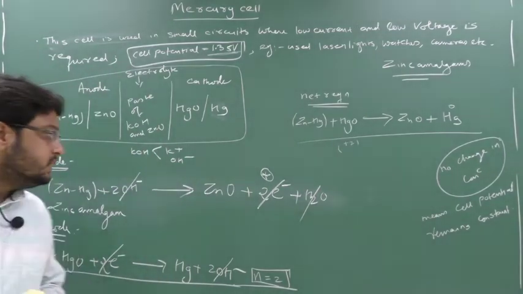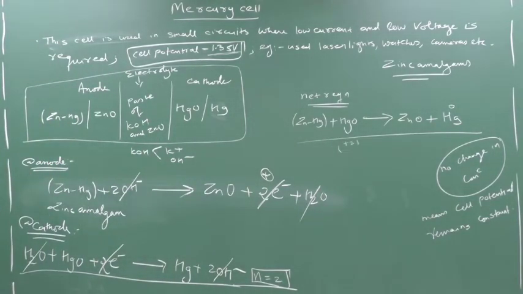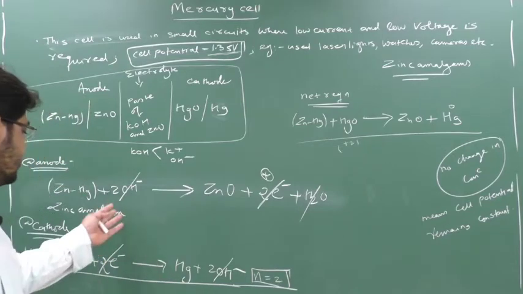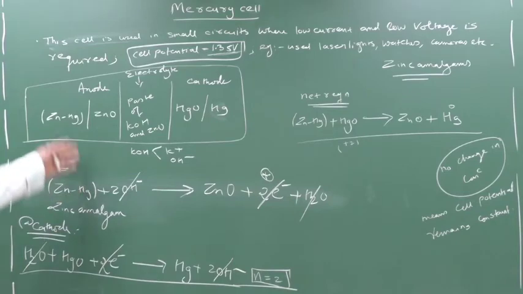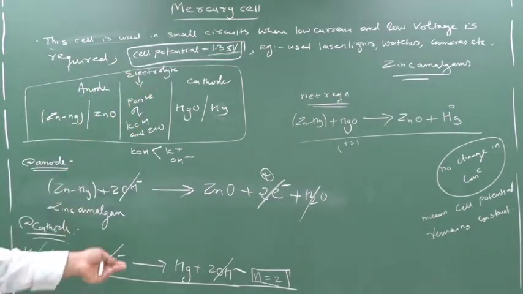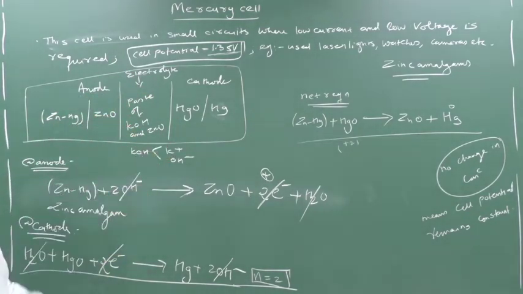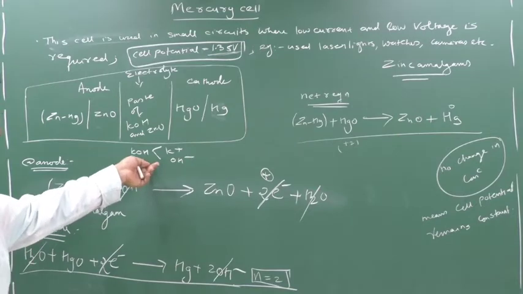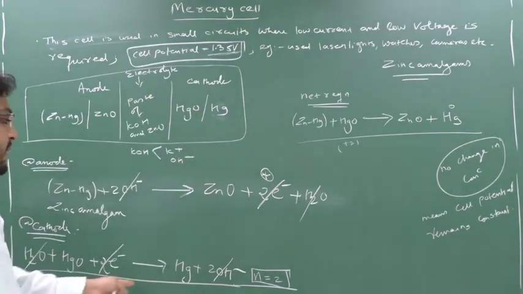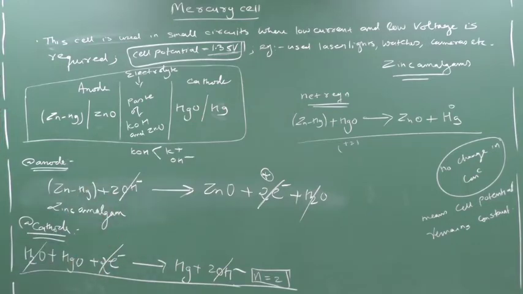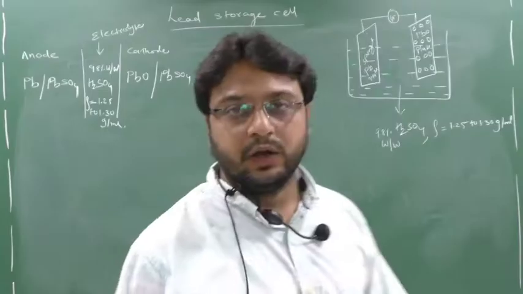Clear this part? So I hope you understood. No need to worry about the extra points. Just remember the anodic reaction, cathodic reaction, and net reaction, and the number of electrons transferred. Anodic part, cathodic part, and then the electrolyte. The electrolyte is a paste of KOH and ZnO. Who is doing the work? This KOH. Due to this KOH, we get OH minus, so the whole reaction becomes a basic medium. Clear? So now the next topic.